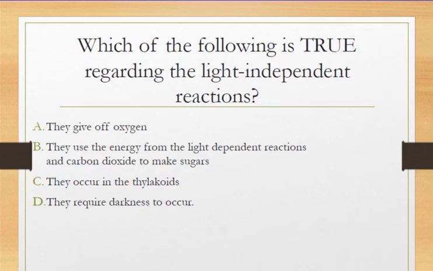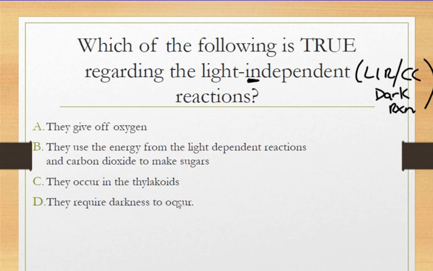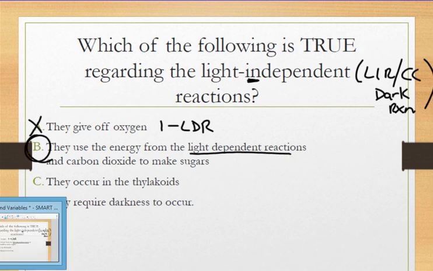So, which of the following is true regarding the light independent? Very easy to misread that. Independent, the LIR, remember this is the Calvin cycle, or if you want to call it the dark reaction. So which is true? They give off oxygen. That is not true. That is in step 1. Step 1 is the light reaction. They use energy from the light-dependent reaction to make sugar. That is our answer. Let's take a look at the other 2.